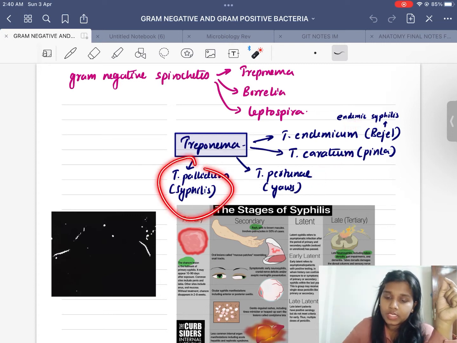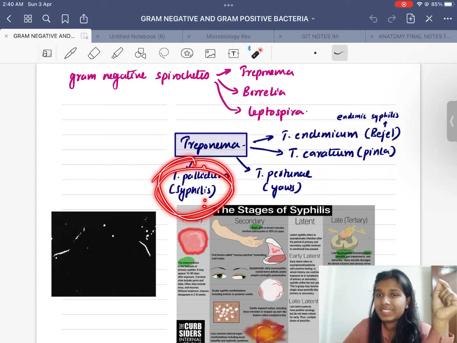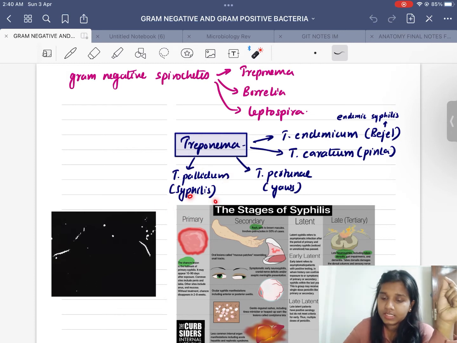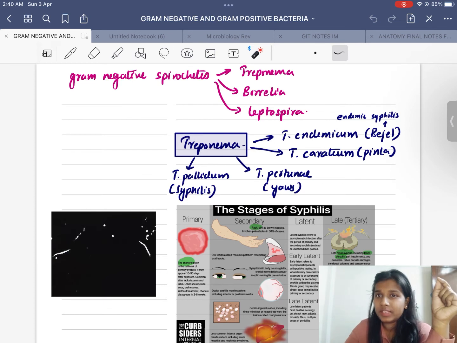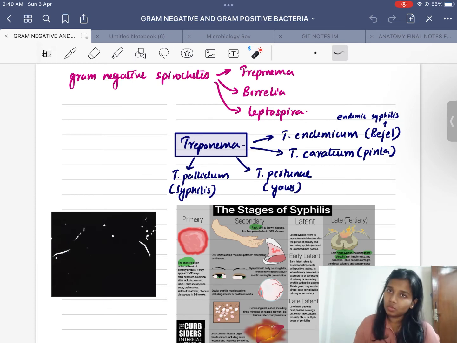Now, out of these, Treponema pallidum causes syphilis. It is a sexually transmitted disease. The rest of them are non-STDs, they are not sexually transmitted diseases. So let's try to learn this. Treponema endemicum causes endemic syphilis. Endemicum starts with E, and the name of the disease is called Bejel. So remember that if it has double E, it is caused by endemicum.